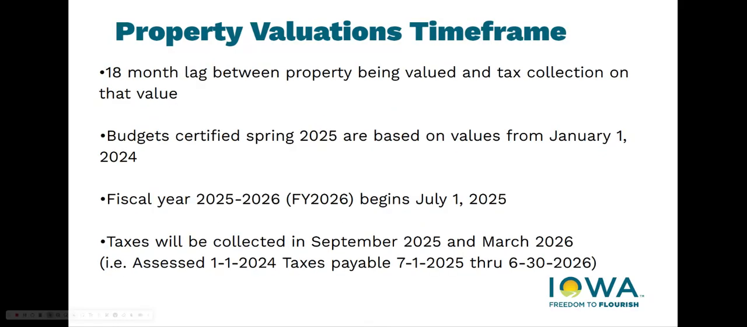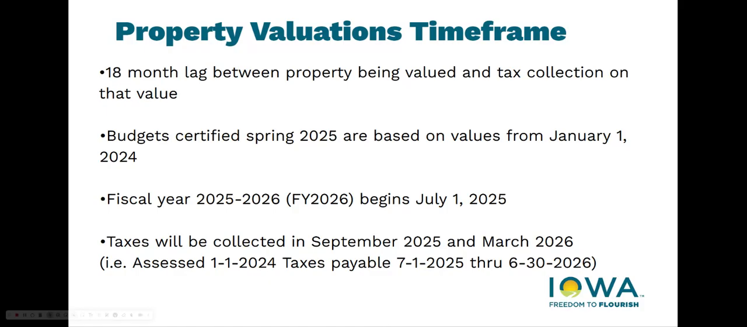When we talk about the property tax assessment and then the ultimate taxation of that property, it's important to note that there is an 18-month lag between when property is valued and then when that property is actually taxed on that value. If we're talking about where we're at right now in March of 2025, your local governments will be certifying budgets this spring. They have to do that by April 30th. Those budgets are for the fiscal year 2025-26. That year begins July 1 of 2025.